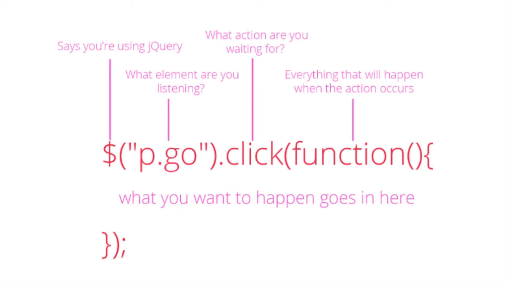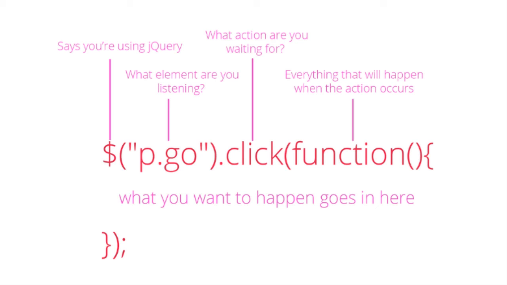The $ sign is called an event listener. It tells the computer to listen for something to happen. The next set of brackets explain what we're listening to. In this case, it's for the button that we created earlier and named in a class called go. So now the computer knows to keep an eye on the p.go button. The next bit tells the computer that it is waiting for someone to click the p.go button.